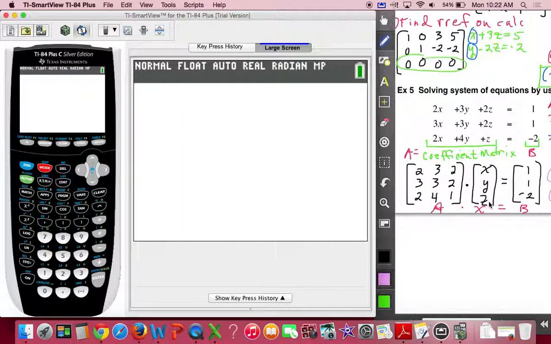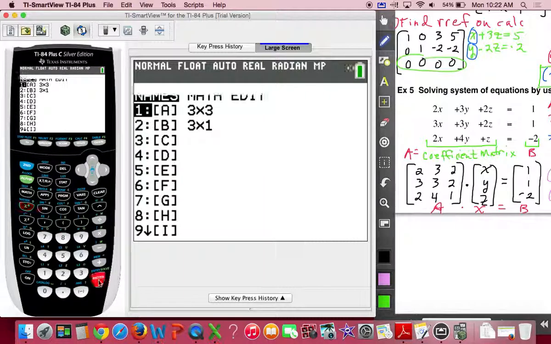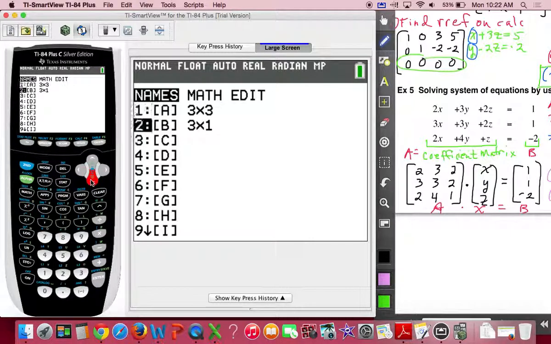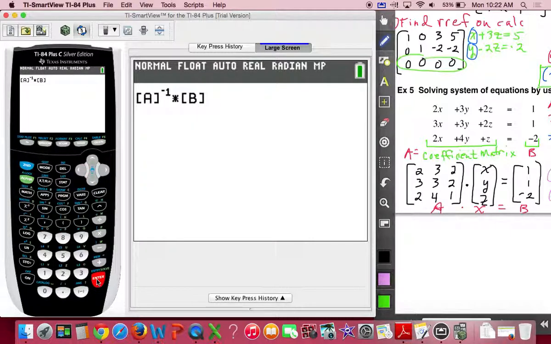So then second quit. So I would expect to see this work right here, because that's your input into the calculator. And then on your calculator, you're going to find the inverse matrix. So second matrix, name matrix A, and then you want to hit your x to the negative 1 key. So it should read A to the negative 1. And then times, you want to name matrix B, so second matrix. Scroll down and enter for B, and then hit enter again. And ta-da, you get an answer column.